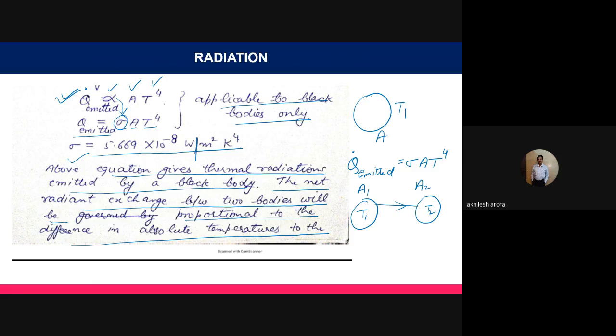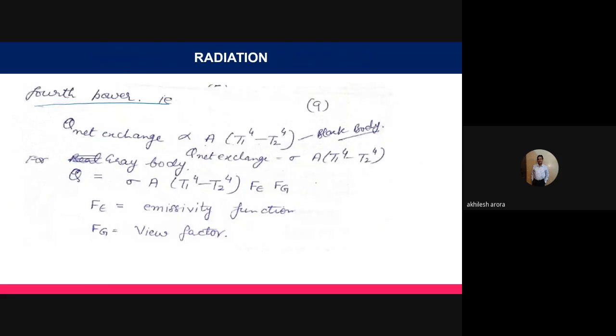Actually, what is happening in this particular case, the energy is also coming from body 2 to body 1. So we would like to calculate what is the net exchange of the heat transfer from body 1 to body 2. So let us see how we are going to calculate that. The net heat exchange is proportional to, once again, area into T1 raised to power 4 minus T2 raised to power 4, and we are considering them to be black bodies only. So Q net exchange is given by sigma A into T1 raised to power 4 minus T2 raised to power 4. This is how we calculate the net heat exchange.